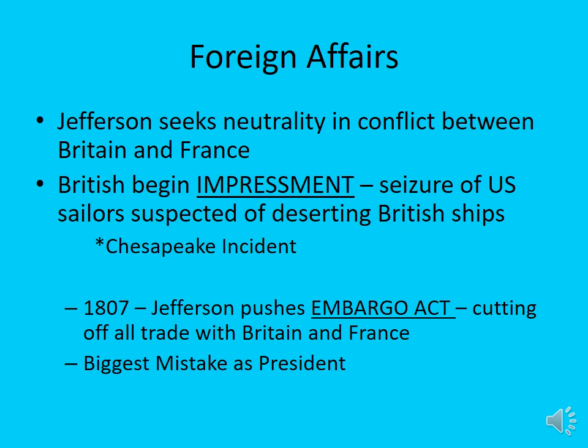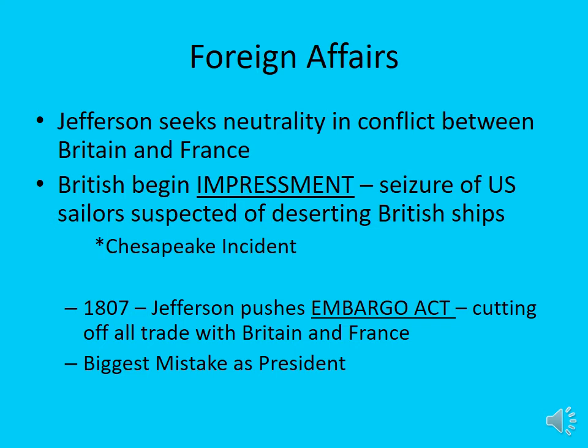Foreign affairs. Thomas Jefferson seeks neutrality in conflict between Britain and France, meaning he and the United States decided to be neutral, and the British begin a thing called impressment, where they would seize U.S. sailors suspected of deserting British ships. So what happened was British sailors were capturing U.S. merchant ships and holding them hostage, and that was called impressment.